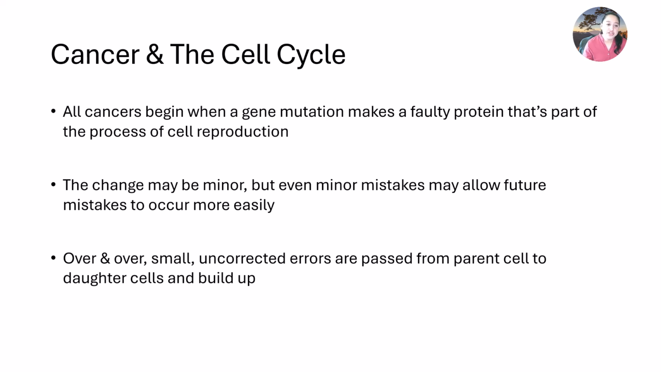So even if the change is minor, even minor mistakes in those genes can allow future mistakes to occur more easily. That is what makes the snowball effect happen. And then over and over, those small uncorrected errors are going to get passed on from the parent cell to those daughter cells and then just build up.